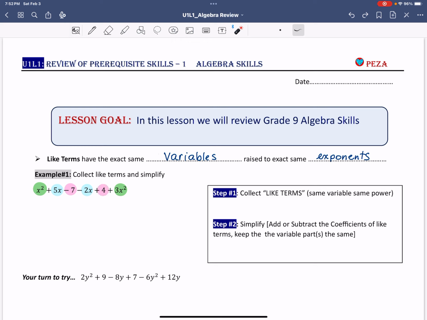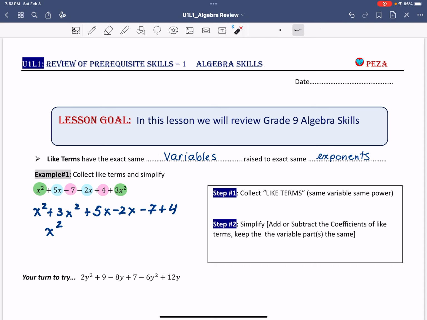So we'll continue by grouping the like terms, which means that we're going to write them next to each other. So we have x squared plus 3x squared, and then plus 5x minus 2x, minus 7, and then plus 4. Now that we have the like terms close to each other, we can simplify more easily. Remember that when we add or subtract like terms, the variable part will stay the same, which means that will still remain an x squared term.